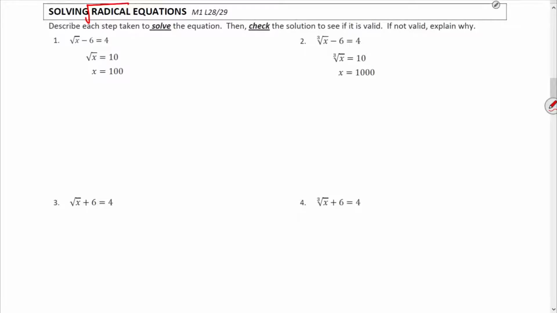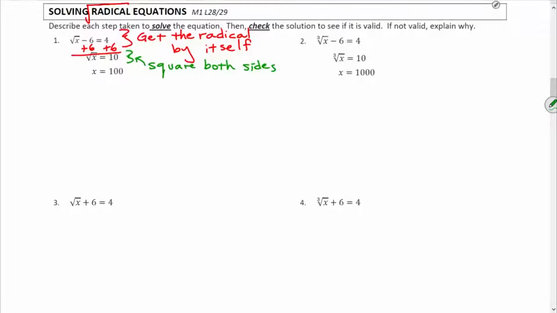Okay, the first thing that we'll do here is we'll get the radical by itself. In number 1, we added 6 to both sides. And then the next thing we do is to get rid of the radical, and that's by squaring both sides.